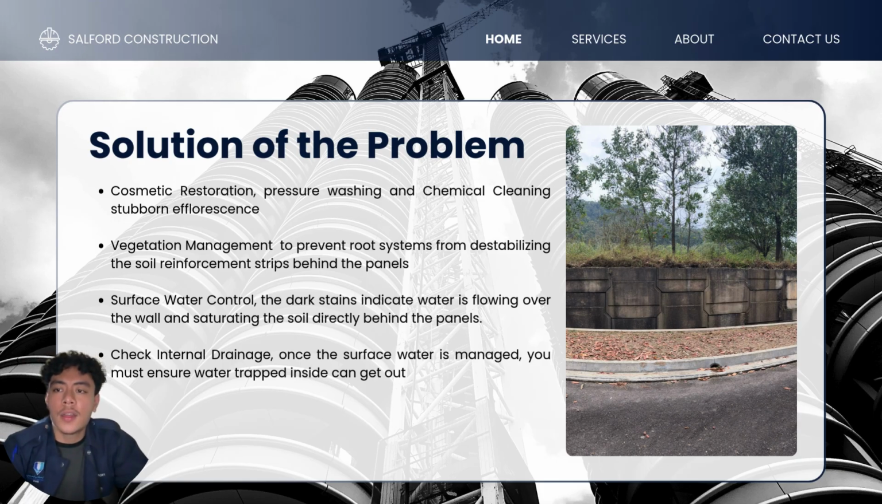And lastly, we can check the internal drainage. Once the surface water is managed, you must ensure the water trapped inside can get out. So we must check the outlets or clear the weep holes or end joints also.